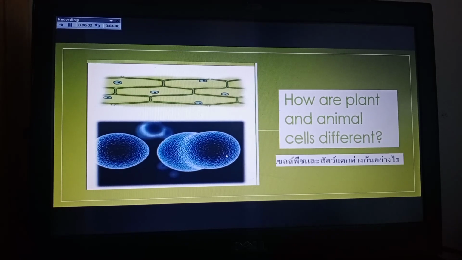How are plant and animal cells different? How are plant and animal cells different? Or are they really different from each other? Or are they the same? We will try to find out later.